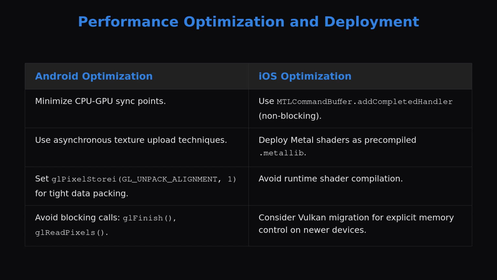For Android, consider migrating to Vulkan instead of OpenGL on newer devices. Vulkan offers superior driver control and explicit memory management, which is crucial for maintaining consistent performance across the fragmented Android ecosystem.